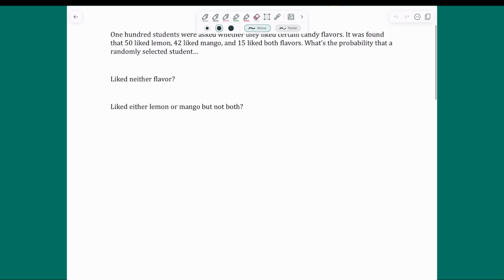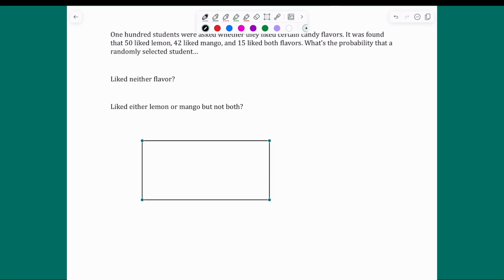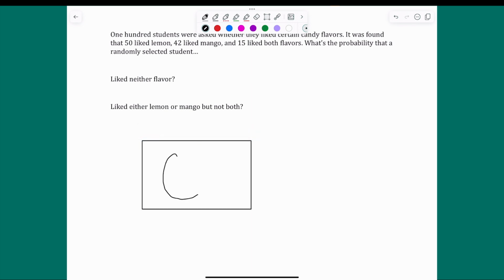Okay, so I'd like to do these problems using a Venn diagram. So let's look at a Venn diagram for the first example. Okay, so there's my universal set. In this case, it's the sample space. Here is my one event.